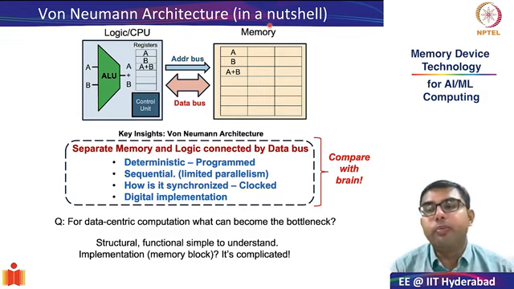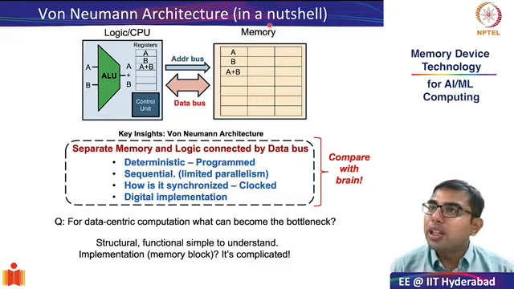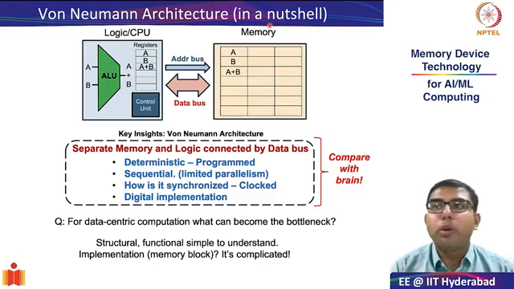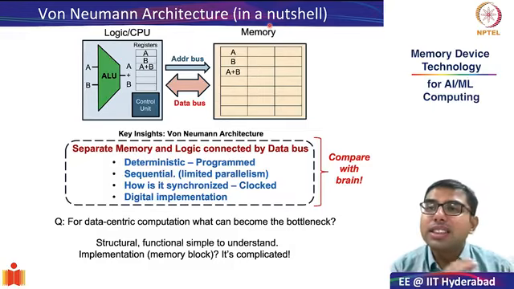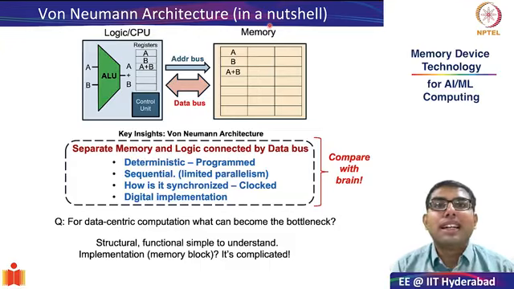So we ask the question. Structurally, the memory element is very simple. Functionally, also quite simple. It has addressable memory cells or memory locations to which you can do read and write operations. But is the implementation so simple? And as I had hinted in my introductory video, the implementation is not quite simple.